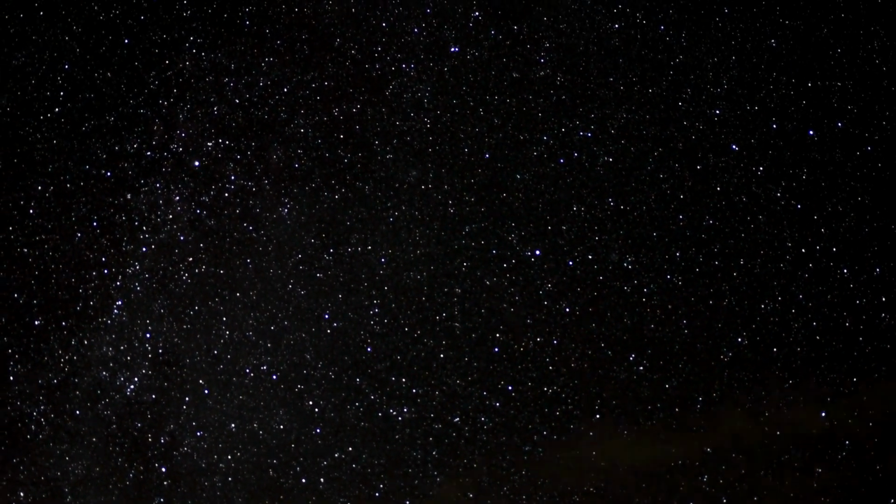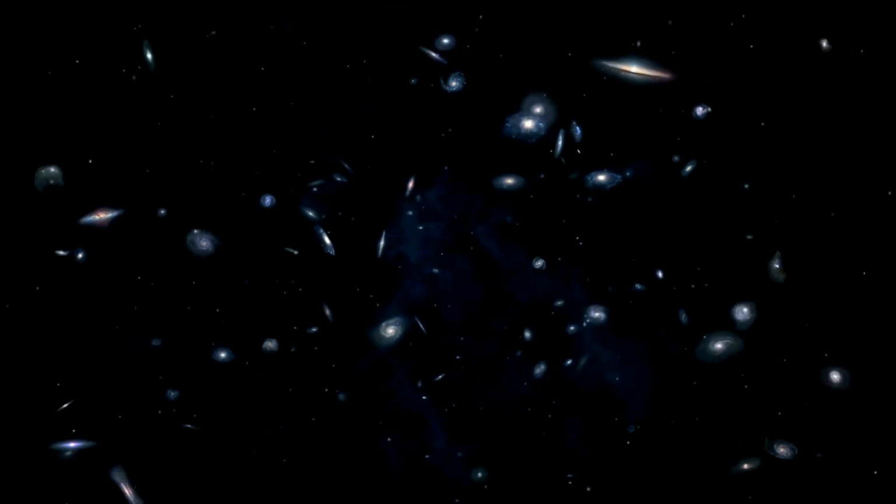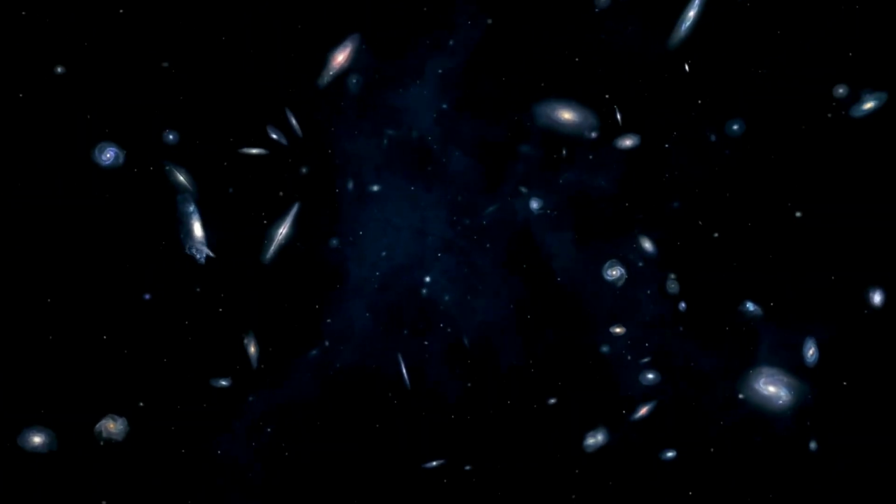Scientists have inferred its existence from observing the gravitational effects it has on visible matter, such as stars and galaxies. Dark matter makes up about 27% of the total mass energy content of the universe, while ordinary matter, the stuff we can see, makes up only about 5%. The rest is dark energy, a mysterious force that causes the expansion of the universe to accelerate. Dark energy is a property of space itself that exerts a repulsive force on all forms of matter and energy.